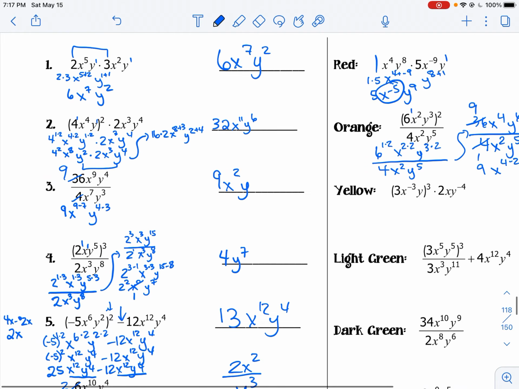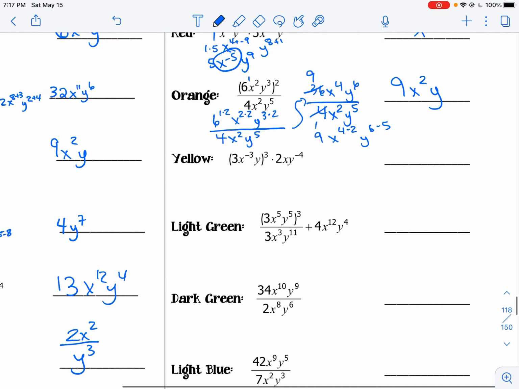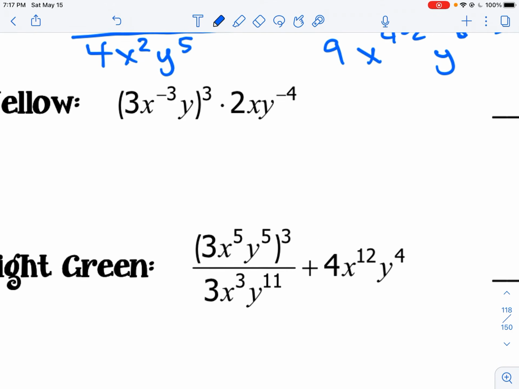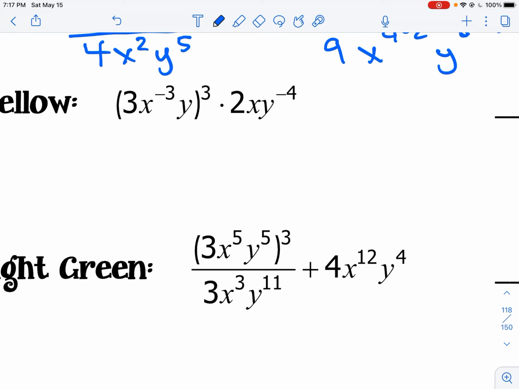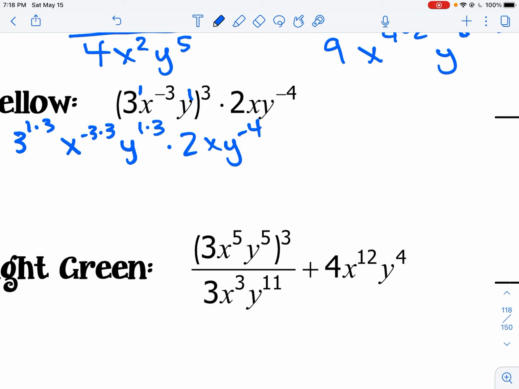And that would be the same as number 3. So orange is 3. All the 3s are orange. So over here, I do exponents before I do anything. So 3 to the 1 times 3, x to the negative 3 times 3, y. Remember there's an invisible 1. 1 times 3 times 2x y to the negative 4. So 3 to the 3rd, x to the negative 9, y to the 3rd times 2x y to the negative 4.